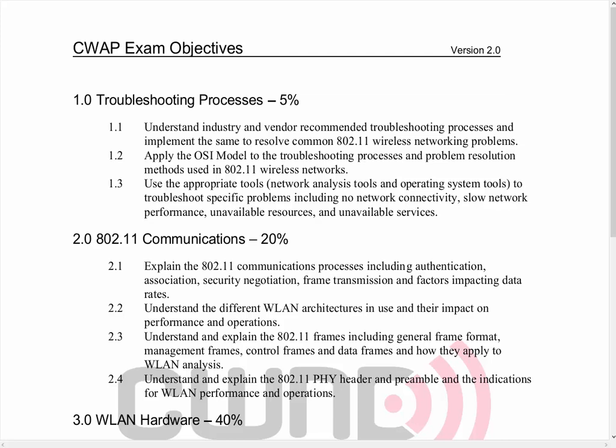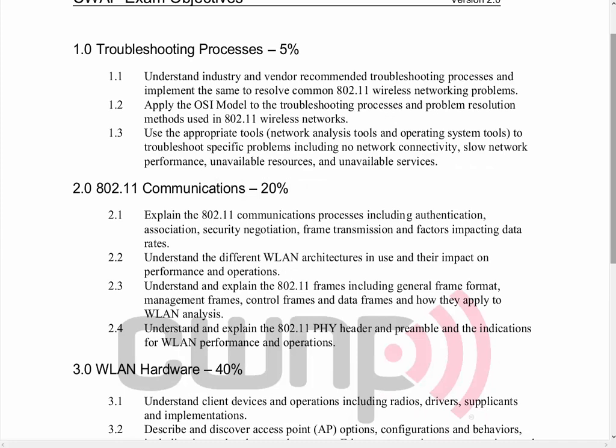And so you'll need to, of course, understand important frames like the beacon frames and the association and authentication frames, and how the 802.1X authentication process works from a frame exchange perspective, and so forth. Fourth sub-objective is understand and explain the 802.11 PHY header and preamble and the indications for wireless LAN performance and operations. Now let me give you a little suggestion here.